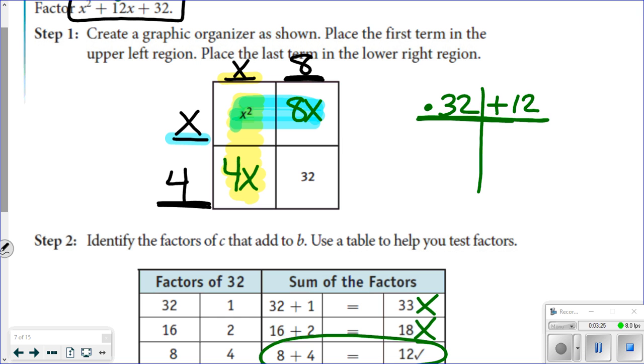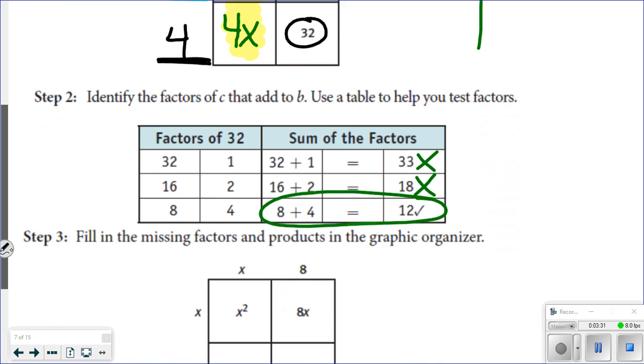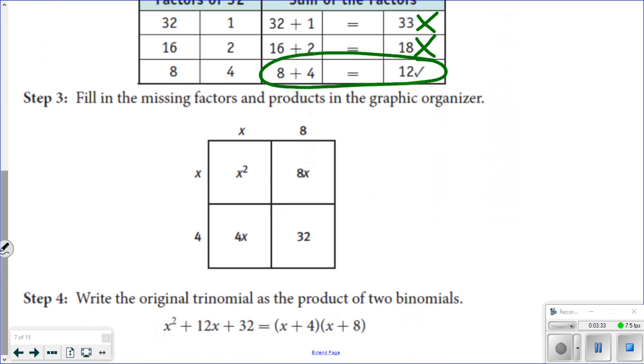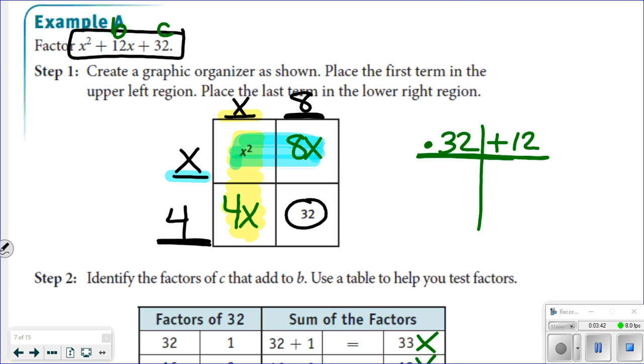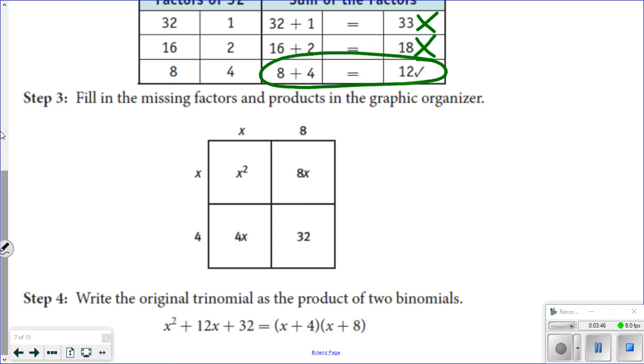And let's double check the last one. 4 times 8 gives us this 32. So if I scroll down, the book has the same answers, x, 8, x and 4. And then we need to just write these as two binomials with parentheses around them. Scrolling is being funky today.